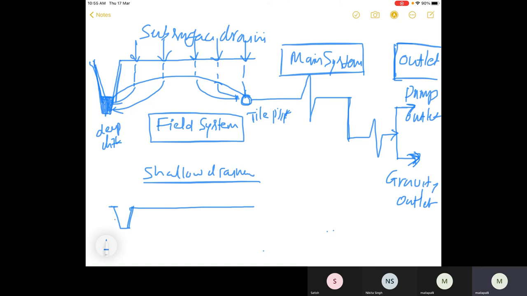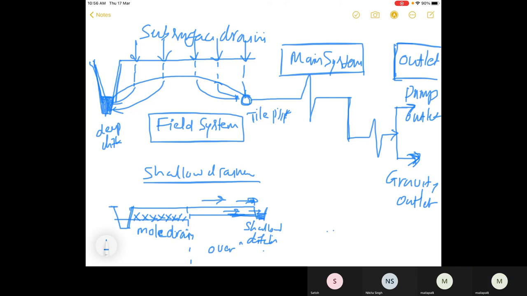And then suppose you have a mole drain. Mole drains are generally used in clay soils. We're going to talk about these mole drains. That's also a shallow drain. And it could be combined with a shallow ditch. Let's say you have a shallow ditch here. Mostly this is for overland flow or interflow, so it's overland flow plus interflow.